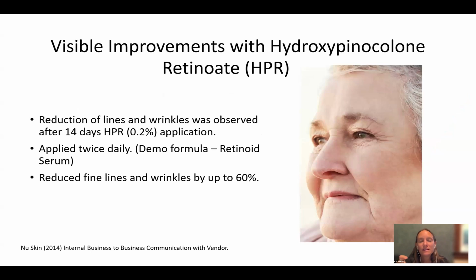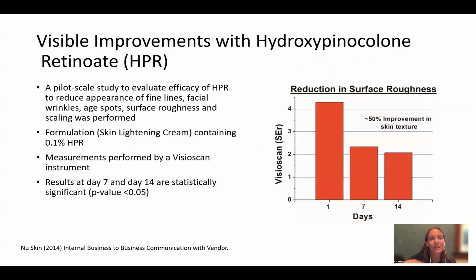The ingredient information on this HPR shows that it has a reduction of lines and wrinkles, and that was observed in as quickly as 14 days, which is really, really fast. They applied the serum twice daily, and that reduction in lines and wrinkles was up to 60%. That wasn't the average, that was the up to. So I just want to make sure that that's clarified. But that still has great potential.